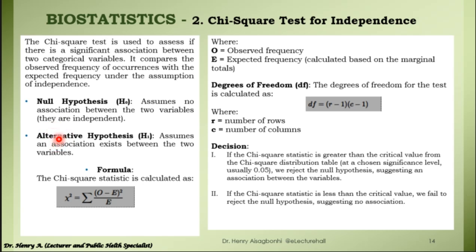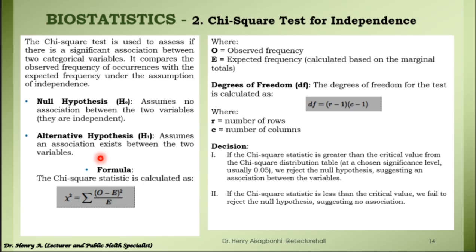In the case of the alternative hypothesis, we write HA or H1. If you use H0, you use H1 for the alternative. If you use H-naught, you use HA for the alternative. Now, the alternative hypothesis assumes an association exists between the two variables. Unlike the null hypothesis, where there is no association, so they are both independent, here in the alternative hypothesis, there is a dependence.